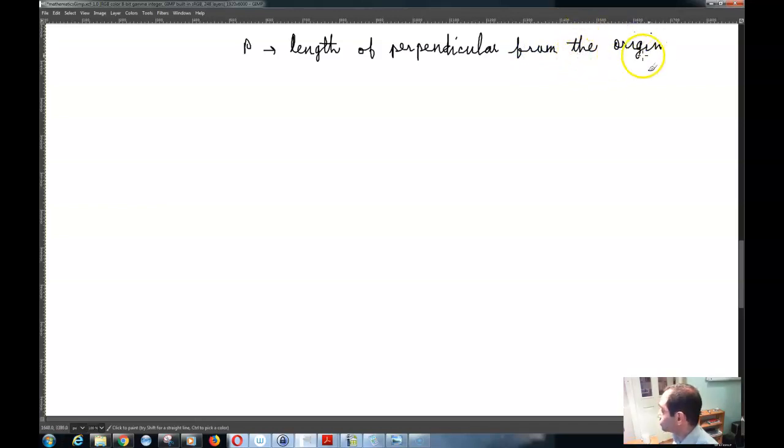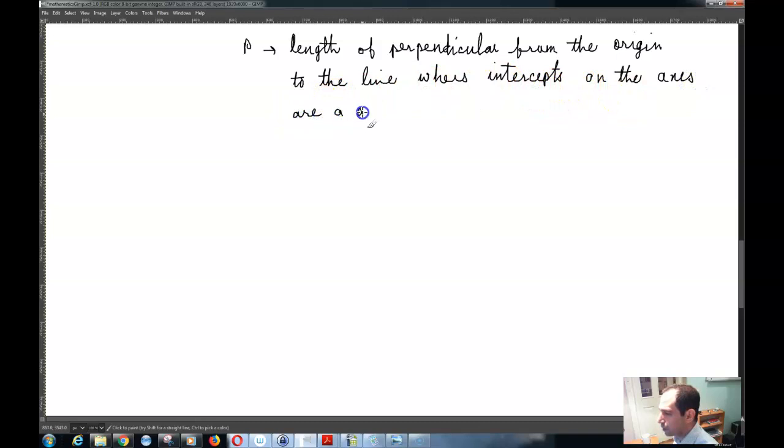So if P is the length of the perpendicular from the origin to the line whose intercepts on the axes are A and B, you want to show that 1 over P squared is equal to 1 over A squared plus 1 over B squared.